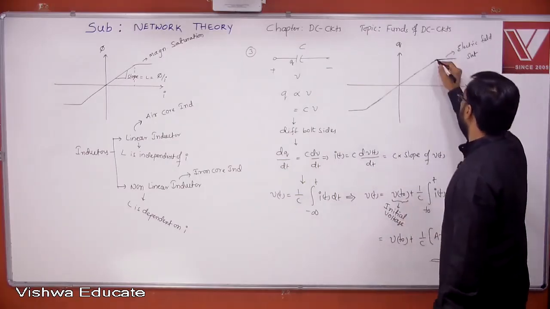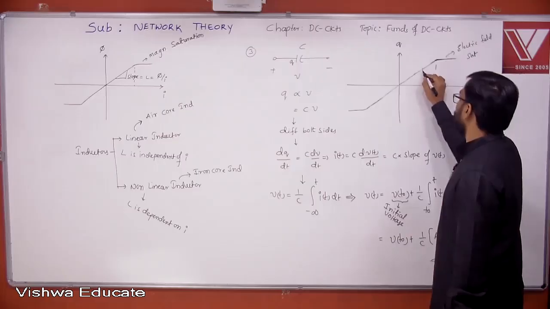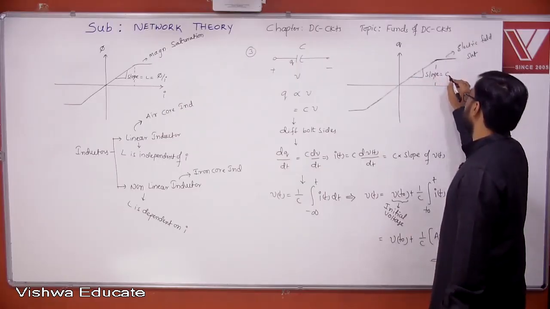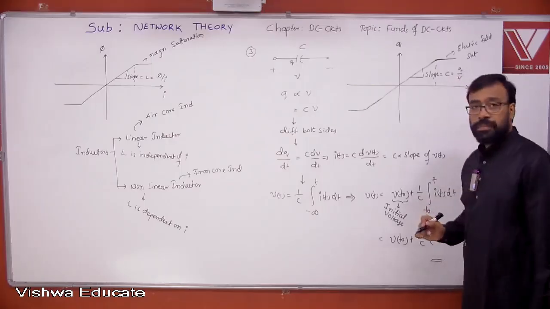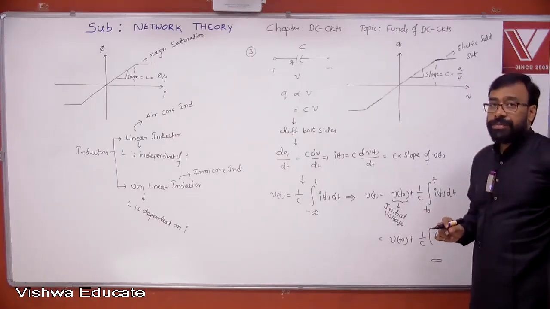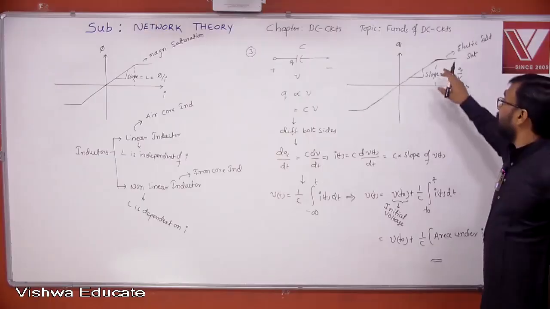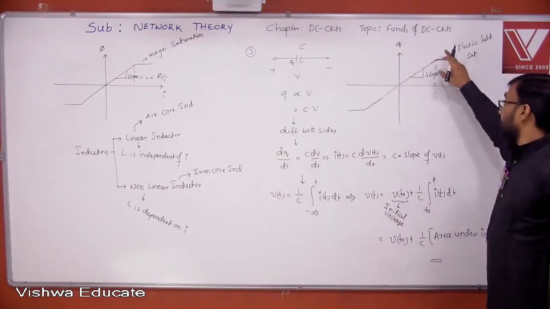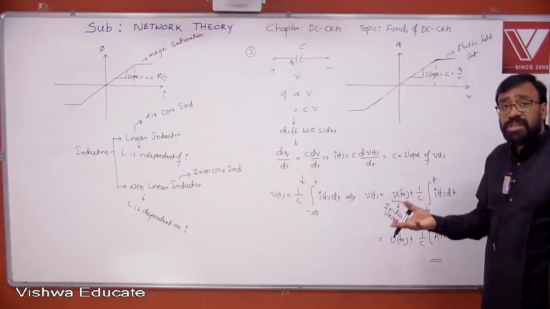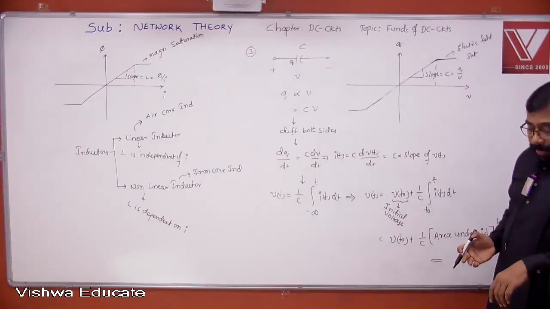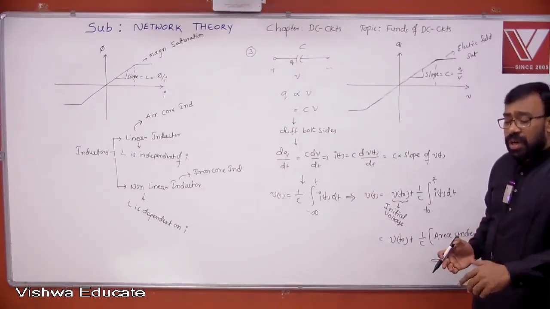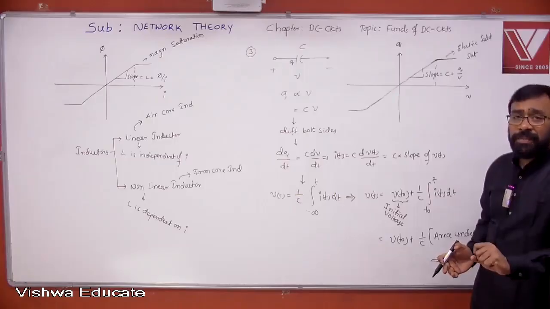Okay? And neglecting this particular saturation, the slope, if you calculate, what do you get? It is C, nothing but Q by V. Understand all of you? Okay. Again, if the capacitor electric field saturation is taken into account, the capacitor will become non-linear. Understand? Okay.